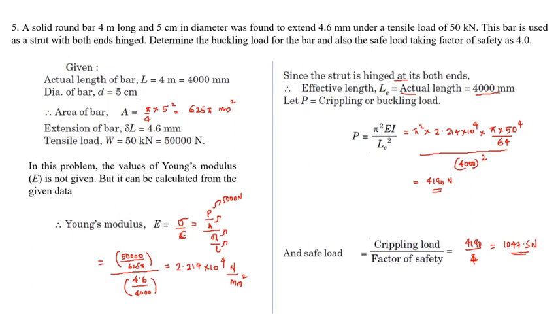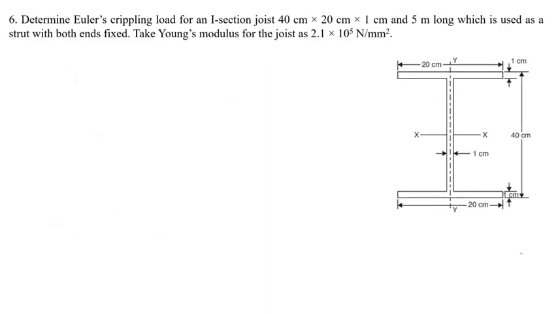Now the next question and the last question from this topic. Determine the crippling load for an I-section joist 40 cm by 20 cm by 1 cm. Joist means it is a column. Okay, this I-section is used as a column and 5 meter long. It is used as a strut with both the ends fixed. The Young's modulus of the material of the column is given as 2.1 into 10 raised to 5 Newton per millimeter square.